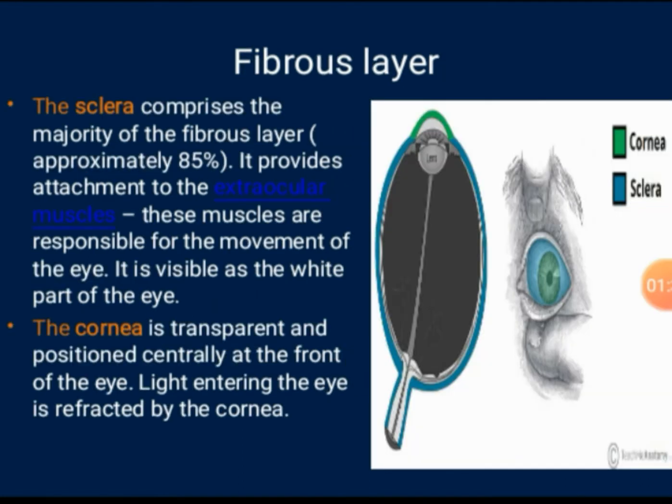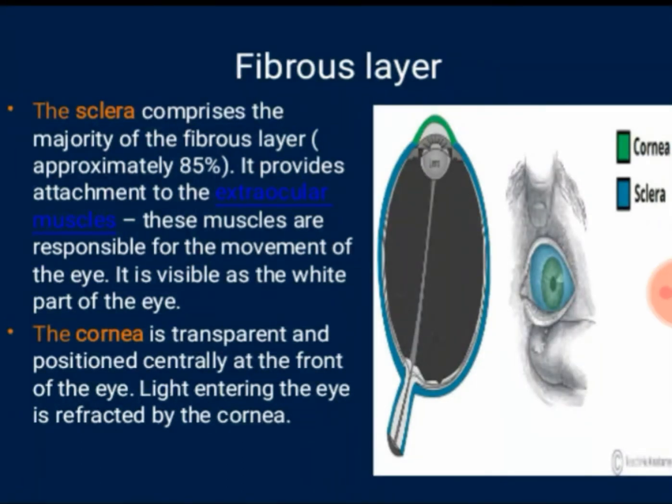Next, the fibrous layer. So the sclera and cornea come into this layer. The sclera comprises about 85% of the fibrous layer. It also provides attachment to the extraocular muscles for ocular movement of the eye. The cornea is the transparent and major refracting part of the eye. So here you can see in the diagram, the green part is the cornea and the blue part is the sclera. The front view and the actual view of the eyeball, how these layers are placed.